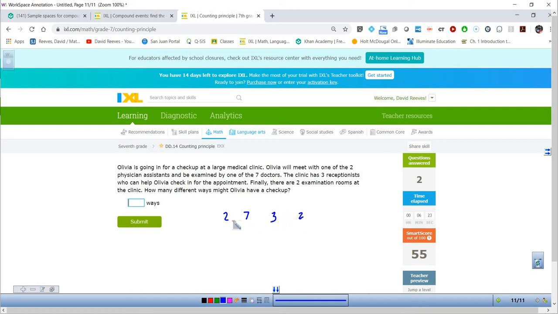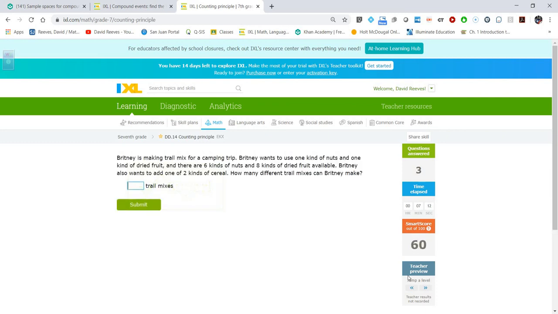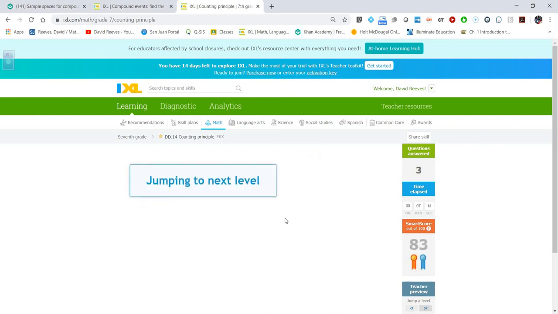And what are we going to do? Are we going to add? No. Subtract? No. Divide? Not a chance. We are going to multiply. All right, here we go. 2 times 7 is going to give me 14. 3 times 2 is going to give me 6. 7 times 6 would be 42. So 14 times 6 is 84 possibilities. All you got to do with these numbers is multiply. Let's put in 84, and what's it say? Super duper. Does it get any harder?